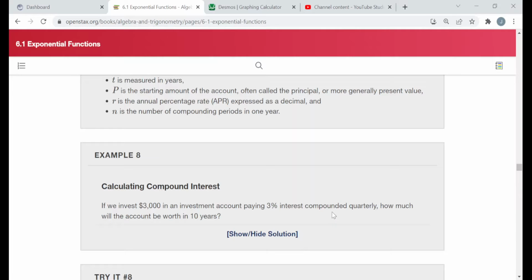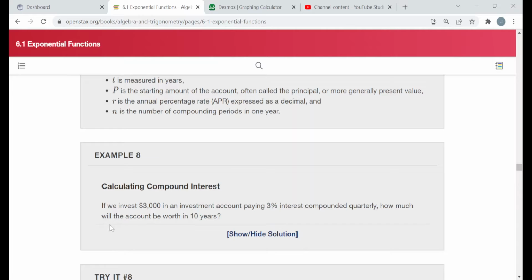And this interest is compounded quarterly. Compounded quarterly means every quarter, every 3 months. So how many times would that be in a year? That'd be 4 times in a year. That's what it means to be compounded quarterly. So this gives me the value of n. n is the number of compounding periods in a year. If I'm compounding interest quarterly, that's 4 times a year. The value of n will be 4.